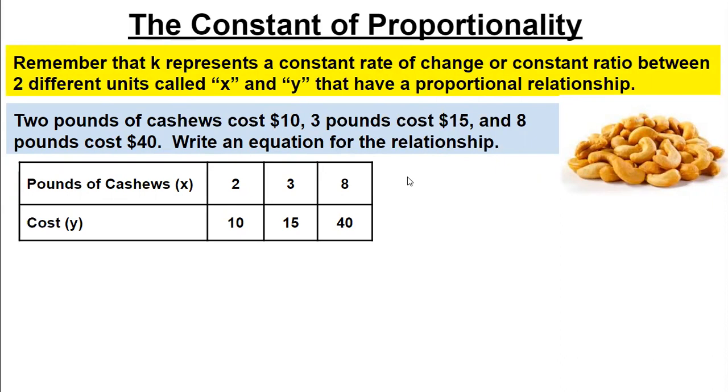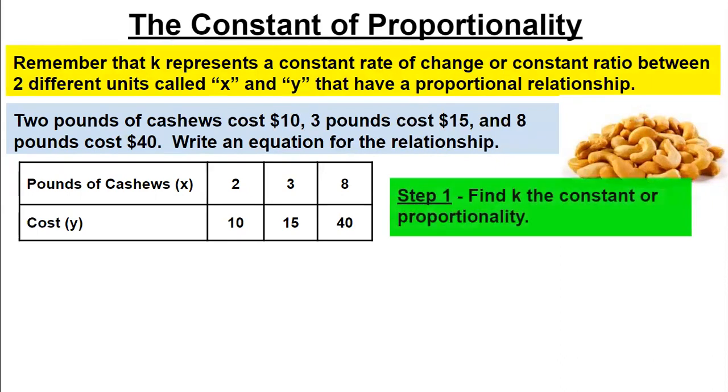Now I have to figure out how to write an equation for this. So step 1, we're going to find K, the constant of proportionality. How do we do that? Well, what was the formula? K equals Y divided by X. We have 3 Y's here and we have 3 X's. So we could do 10 divided by 2, 15 divided by 3, and 40 divided by 8, correct?